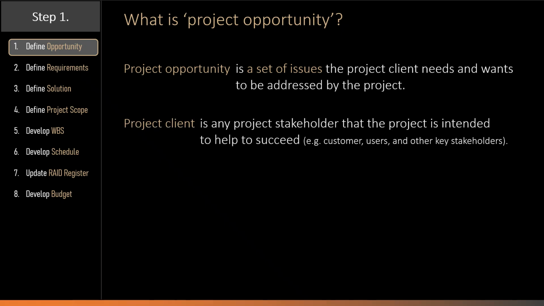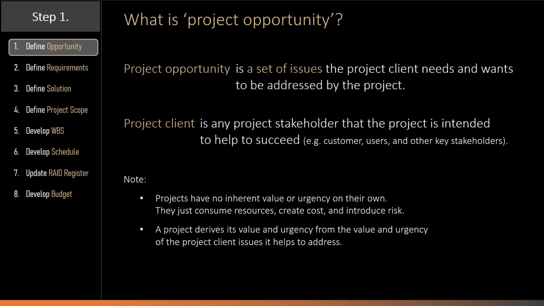A project client can be any stakeholder the project is intended to help. If the project opportunity is not seen as important, the project may struggle to get resources, management attention, and stakeholder support. So before we move into execution planning, we need to clearly understand the opportunity behind the project, what issues we are addressing, who it matters to, and why it matters now.